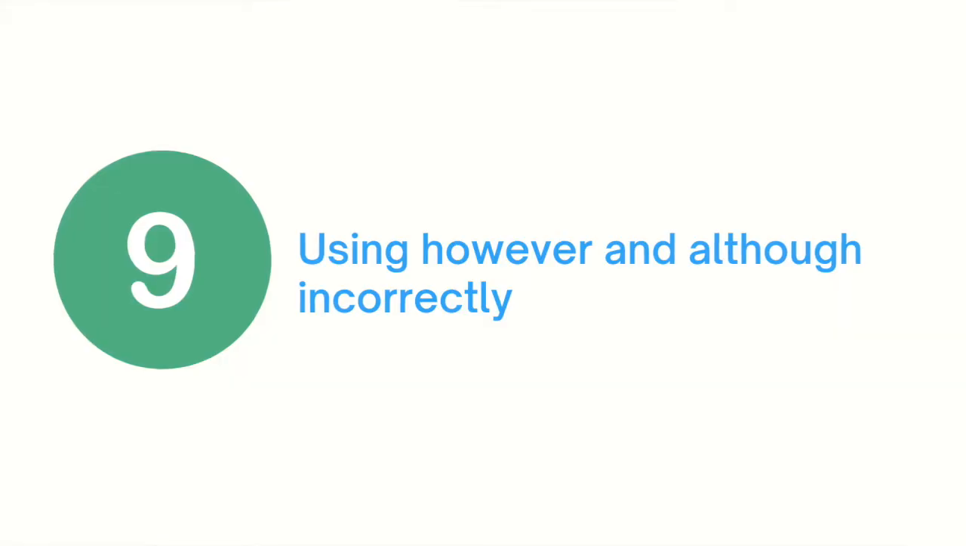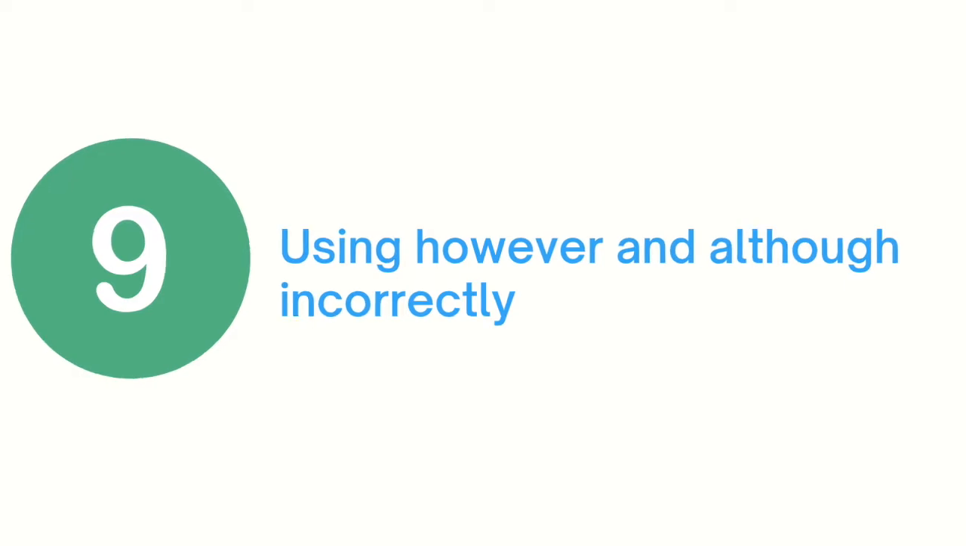Now, mistake number 9. Confusion between however and although. However is used to contrast two events, whereas although is used to give an unexpected outcome for a certain input that you'd given. For example, you can use however like this. It rained, however it remained sunny. Now, you're trying to contrast two things here, and it makes a lot of sense.